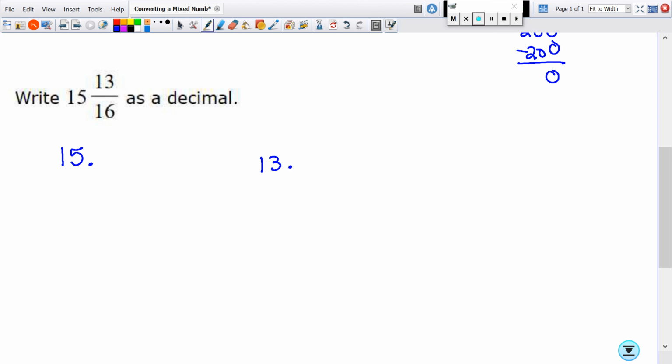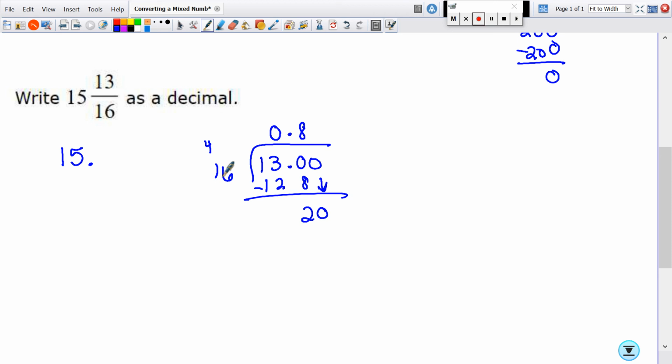This next one, 15 is going to go in front of the decimal. I'm going to come over here and do 13.00 divided by 16. Bring your decimal straight up. 16 does not go into 13. 16 goes into 130. Let's try 5. 5 times 6 is, oh, it's going to be way more than 5. Sorry about that. Let's try 8. 8 times 6 is 48, carry the 4. 8 times 1 is 8, plus 4 is 12. Okay, that was it. 130, take away 128 is 2.